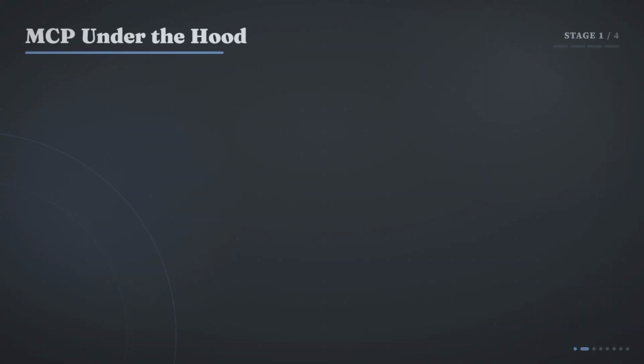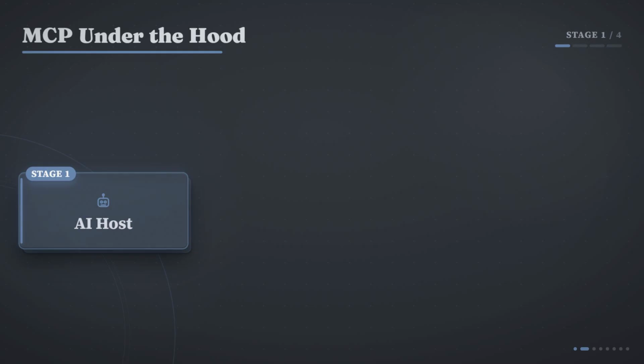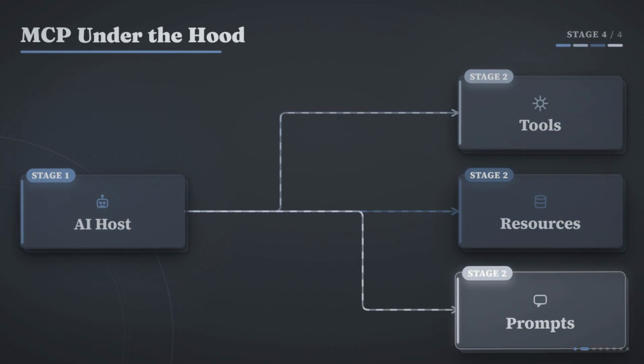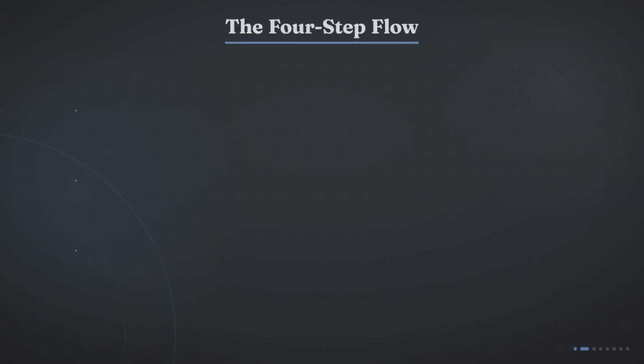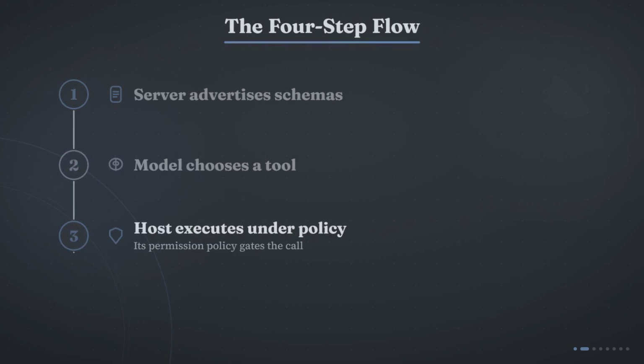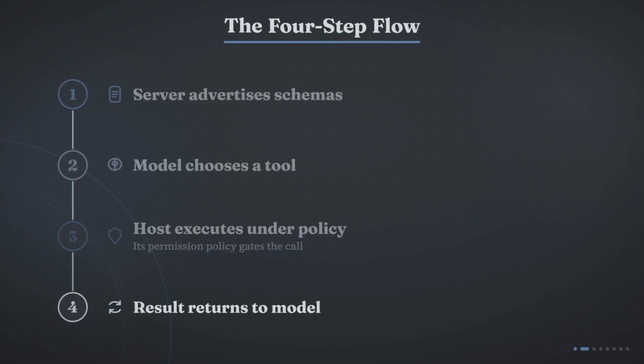Here's how the delivery window works under the hood. MCP connects an AI host, Claude Code, Codex, to tools, resources, and prompts. The flow has 4 steps. The server advertises its capabilities with schemas. The model chooses a tool. The host executes it under its permission policy, and the result returns to the model.